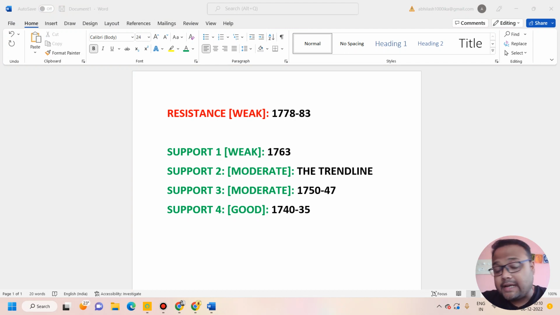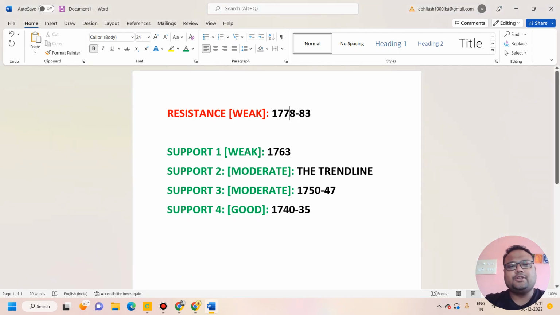We are considering 1750 to 47 because of psychological support and previous price rejection around that area. Then the fourth support, the best support as of now, is around 1740 to 35 because of Fibonacci 38.2% retracement level, as well as previous price rejection around the area. In comparison to Fibonacci 23.6%, Fibonacci 38.2% is much more reliable, especially when the volatility of the market is high. So these are the levels.